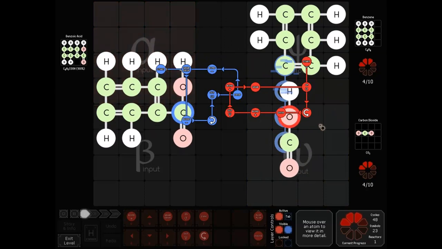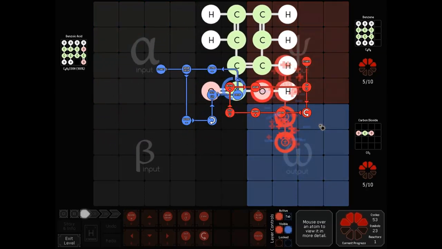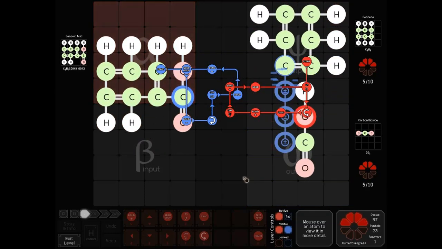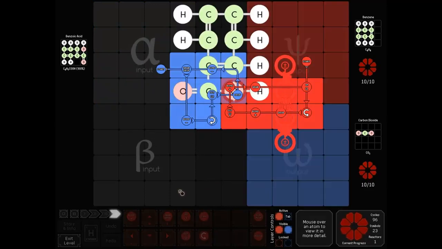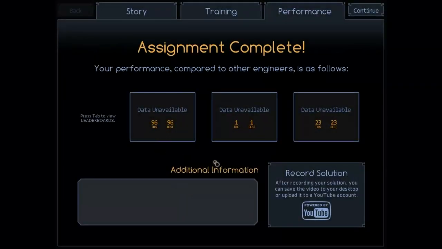That's something I didn't know about, and I thought I knew all the quirks about this game. But there is one solution even faster than 96 cycles.